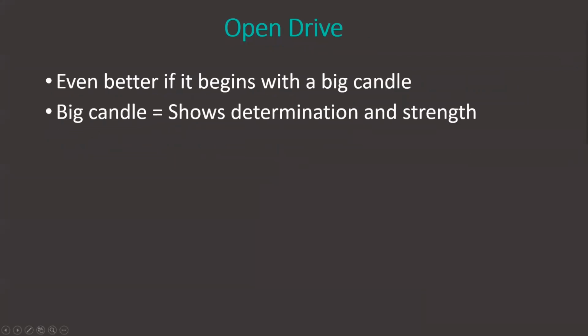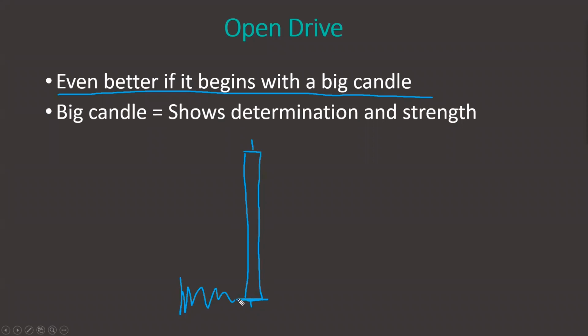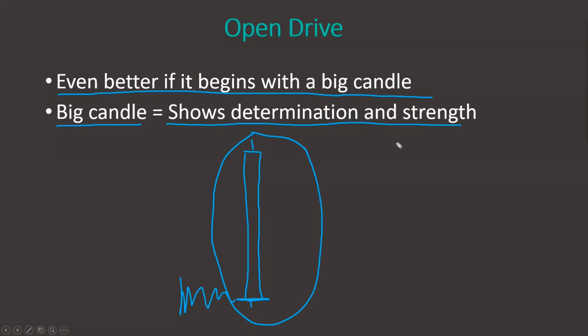Now, the open drive is even better if it begins with a big candle. That means there's a rotation and then boom, huge candle. And it doesn't really matter if it's a candle caused by macro news, it doesn't matter. So if it's a strong candle like this, then it has a strong open drive and there's a strong support, right? Because big candle shows determination and strength. In this case, it would be determination and strength of buyers.